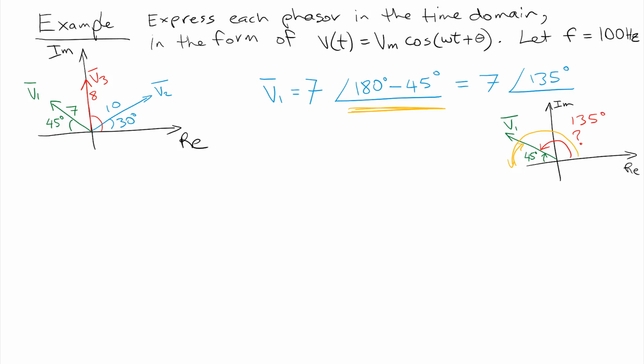Okay? So then, the other two phasors are easy to write down. For V2, we have a magnitude of 10 and a phase angle of 30, so we can write that directly, 10 with an angle of 30. And then V3 is given with a magnitude of 8 that we've written. And V3 is directly on the imaginary axis, so it's a 90-degree shift from the real axis. So we say that it has a phase angle of 90 degrees.